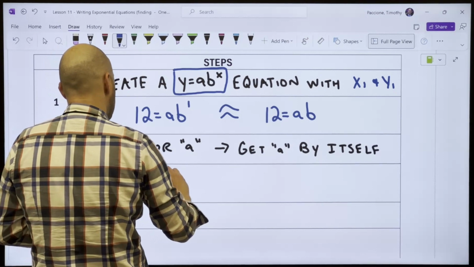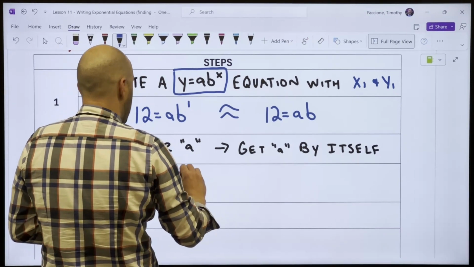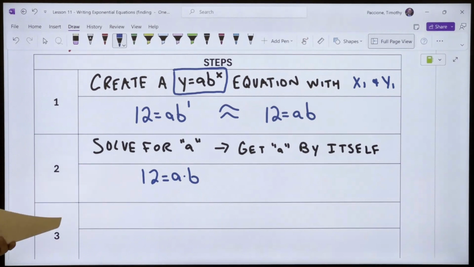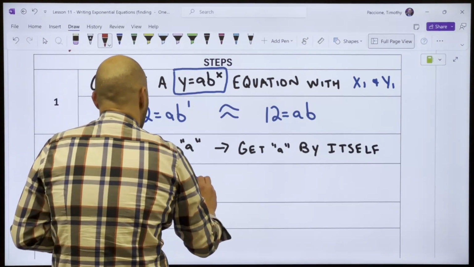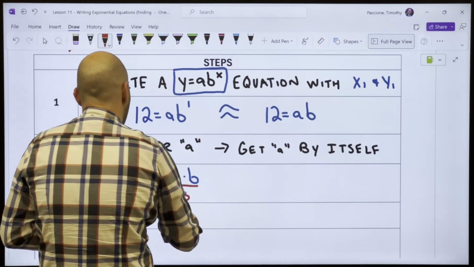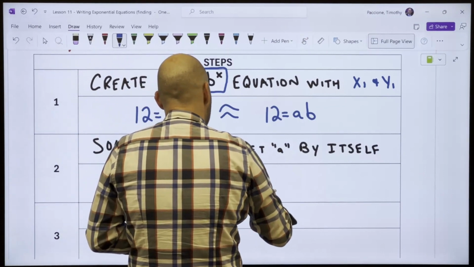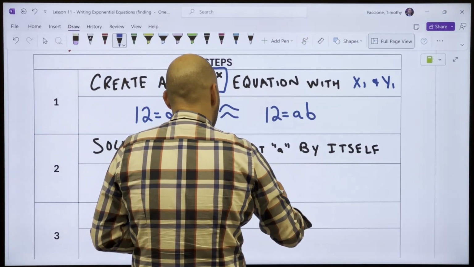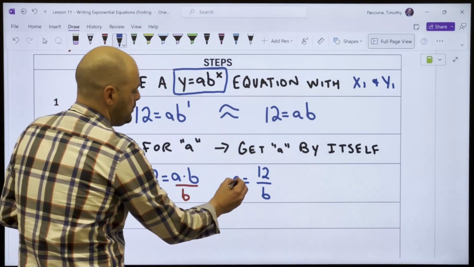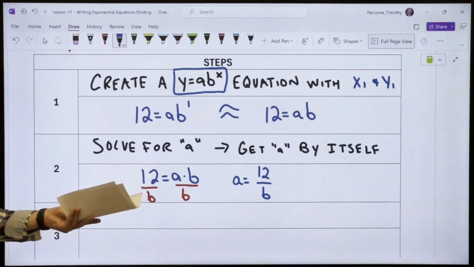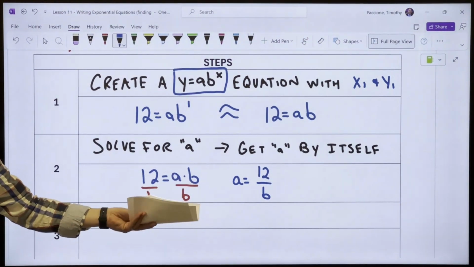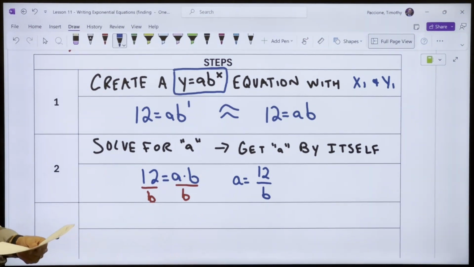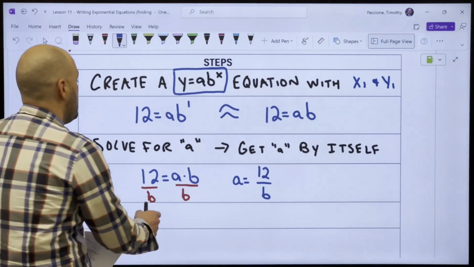So if I have 12 equals a times b, and I want a by itself, what do I need to get rid of? What needs to go away? B. So I divide, because that's the opposite, right? Divide by b, and I get a equals 12 divided by b. Okay? Now, that's as far as I can go because I don't know what b is, right? So I'm done. That's a, right? That's what we know a to be so far. Okay? Now, put that to the side. Hang on to that for a moment.